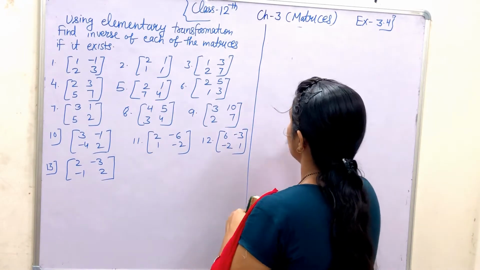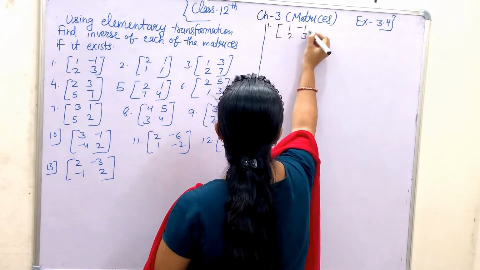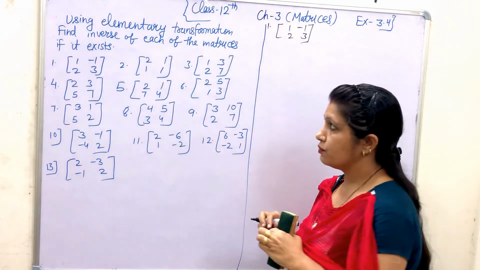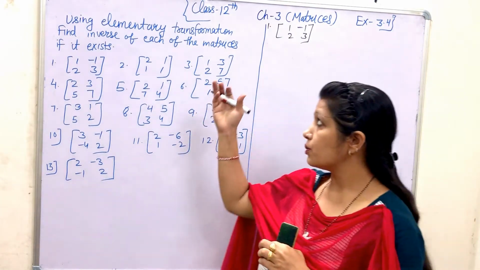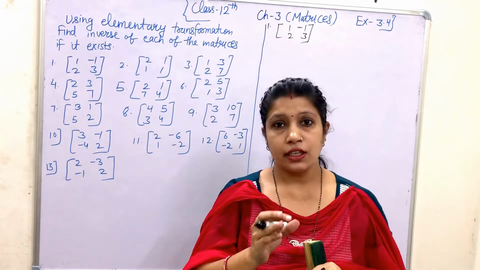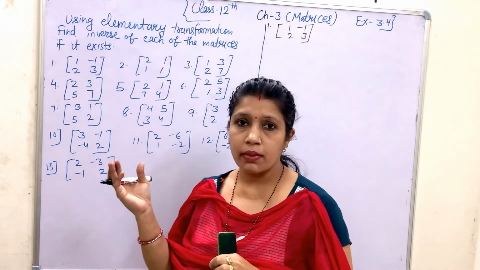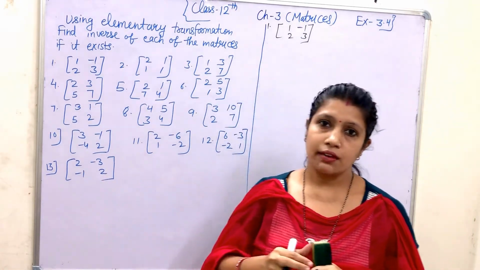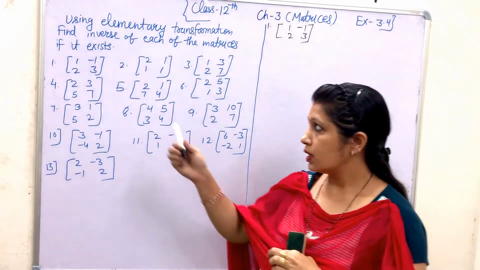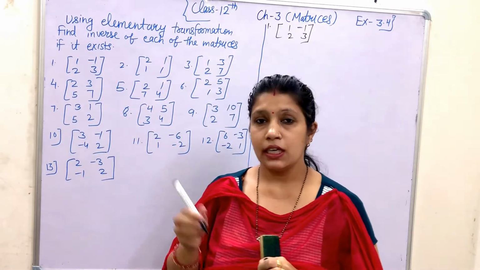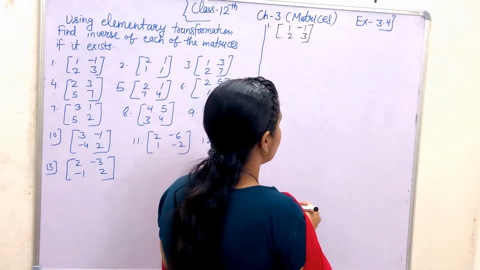in our first question we have first 1 minus 1 2 3. In elementary transformation we have to remember that if we use row transformation, then we will apply it in the whole question. Otherwise if we apply column transformation, then we apply it in the end also. We can't change our column or row elementary operation in between. So here is our first question, 1 minus 1 2 and 3.